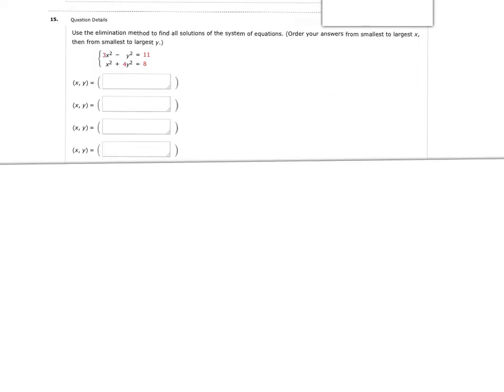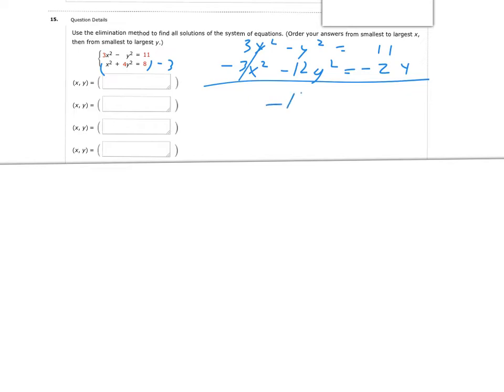All right, so number 15 here, I'm going to go ahead and use the elimination. So I'm going to multiply this equation by negative 3. I could have done the other one by 4, but either way it's fine. All right, so we get negative 3x squared minus 12y squared equals negative 24. So we have 3x squared minus y squared equals 11. Add those together. Negative 13y squared equals negative 13. And then we'll divide by negative 13.